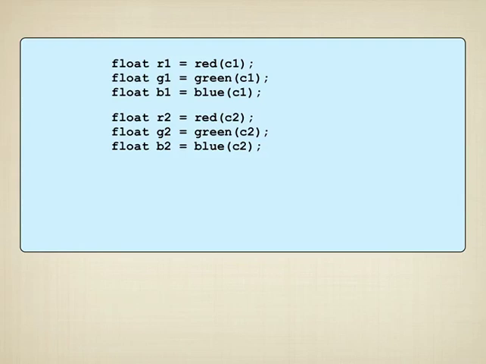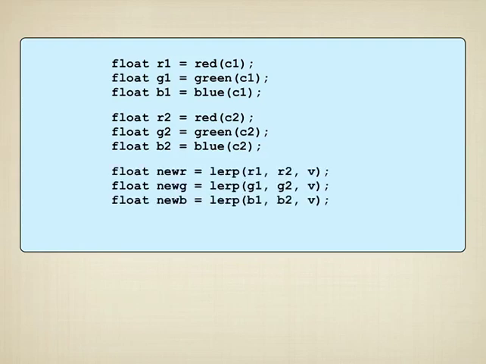Now I have these 6 variables. I can call lerp 3 times. Once to blend r1 to r2, and I'll store the result in a floating point variable called newR. Then I'll blend g1 to g2 and store that in newG. Then I'll blend b1 to b2, store that in newB. And finally, I'll put the color all back together again by calling color with newR, newG, newB, and saving that in a new color variable called newC.